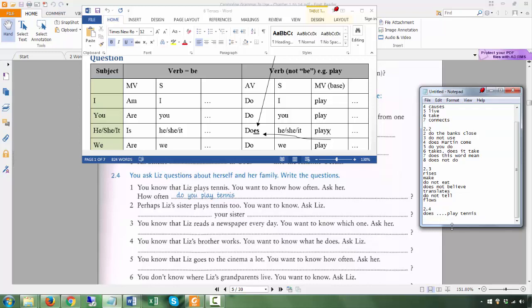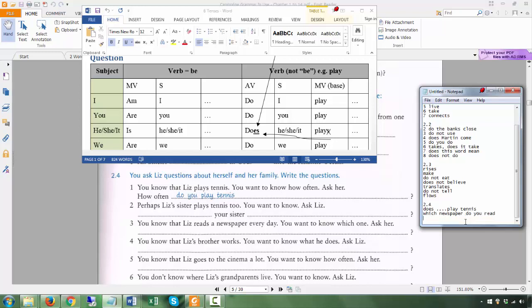Next, you know that Liz reads a newspaper every day. You want to know which one, ask her. So you're asking her, you. Which newspaper, that's a WH word and it comes together, right? This phrase, which newspaper, then you have your subject, you. Do you read? Which newspaper do you read?